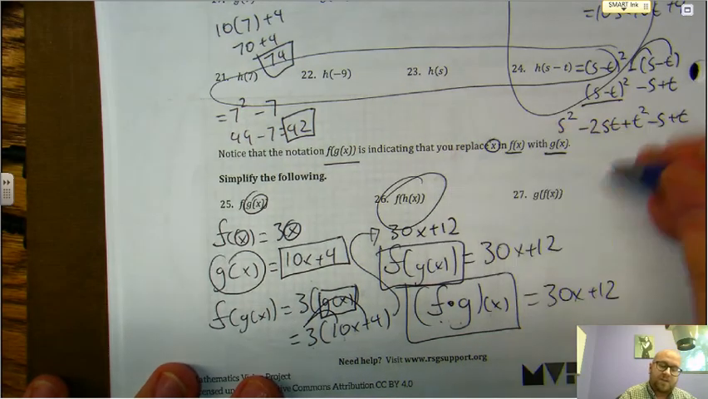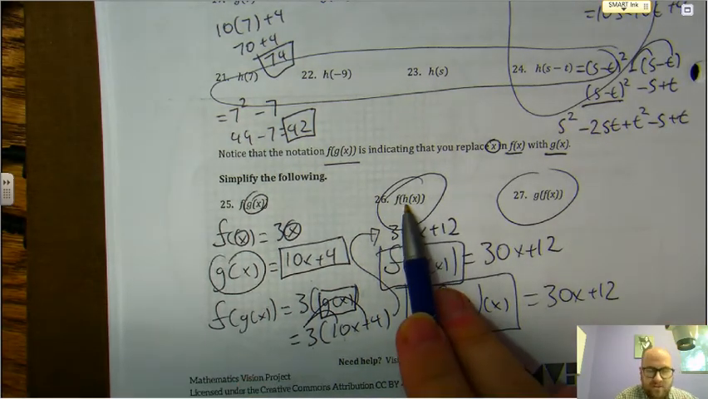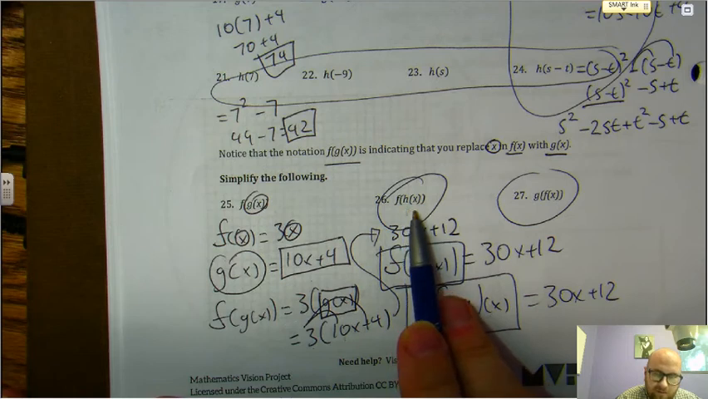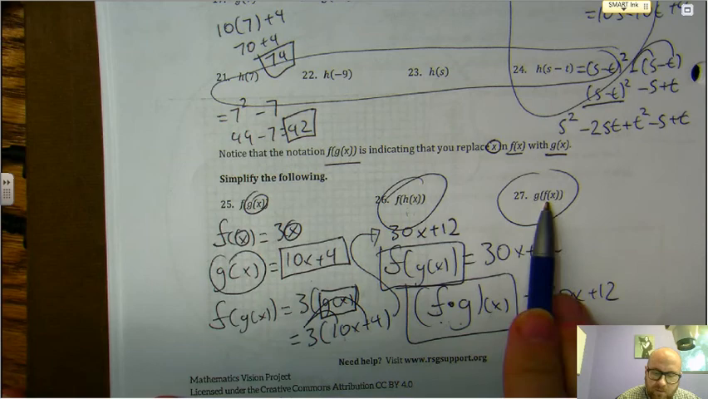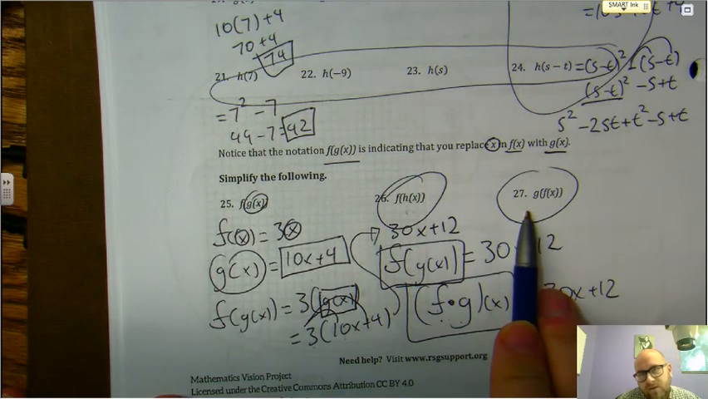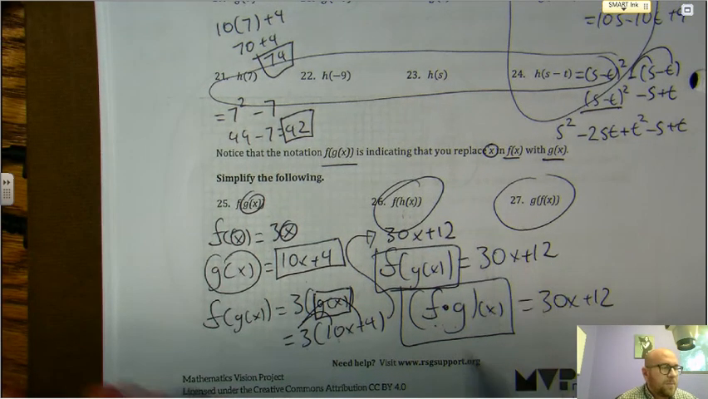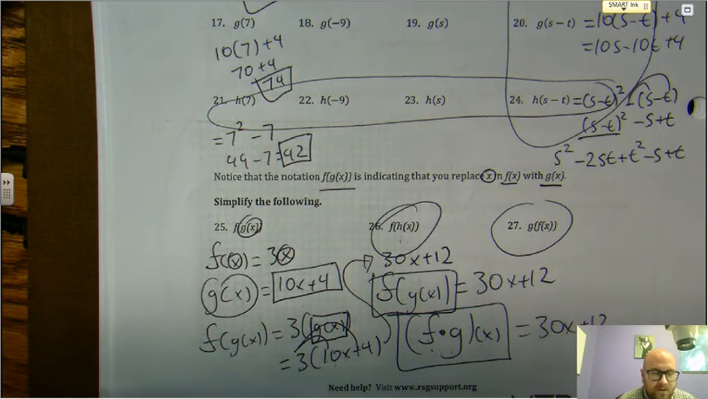So when you look at 26 and 27, excuse me, here we're going to be putting the h of x equation into the f equation to see what we get. And here we're going to be putting the f equation into the g of x equation and see what we get. So it's going to be some complicated steps, but I believe in you. You guys can do this.